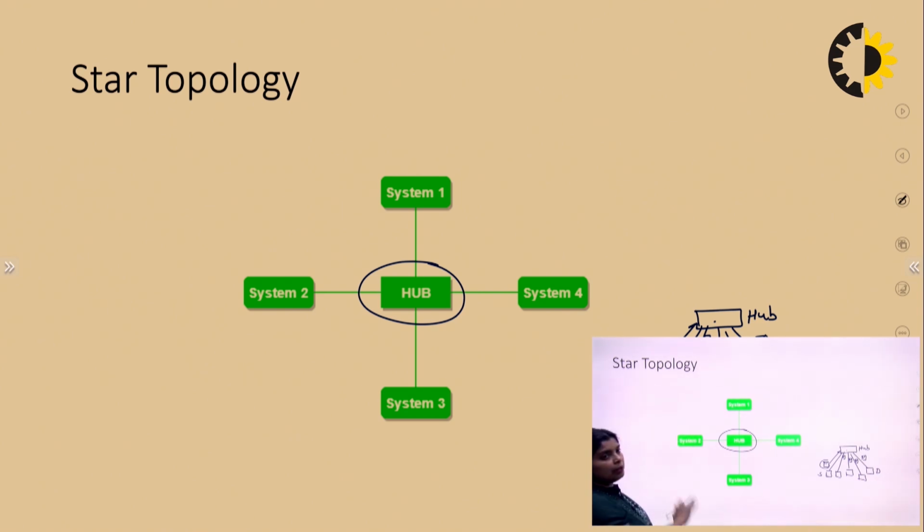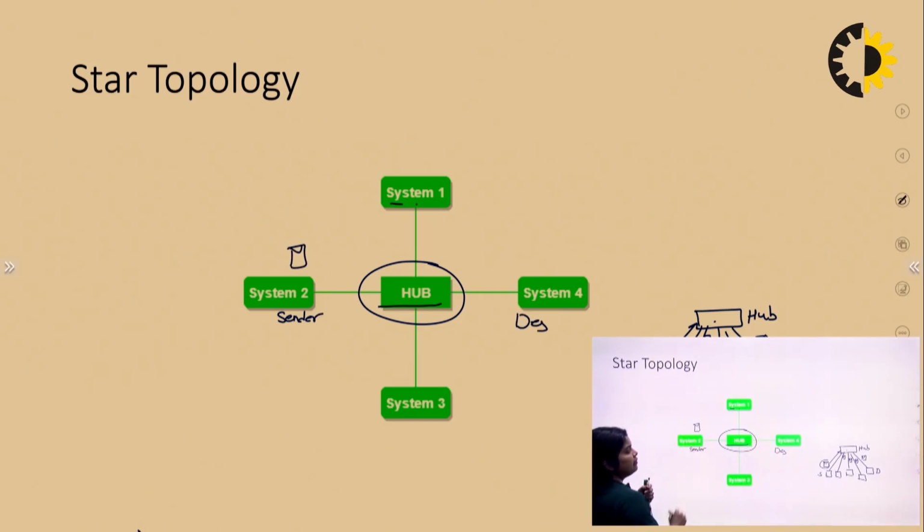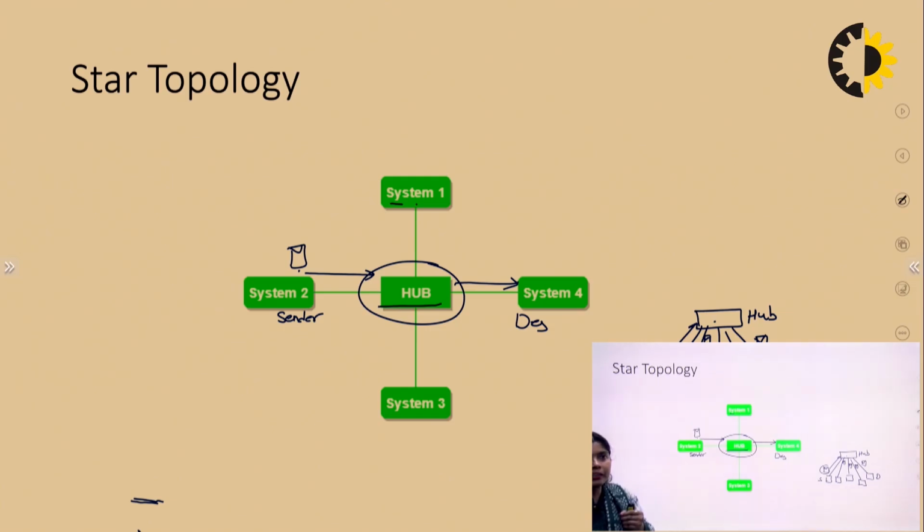Now, talking about the star topology, systems 1, 2, 3 and 4 will be present. It means some nodes are present, described as a star. Fine, if system 2 is the sender and another is the destination, it creates a packet. This packet goes first to the hub, like a mediator, and after that it reaches the destination in the star topology.